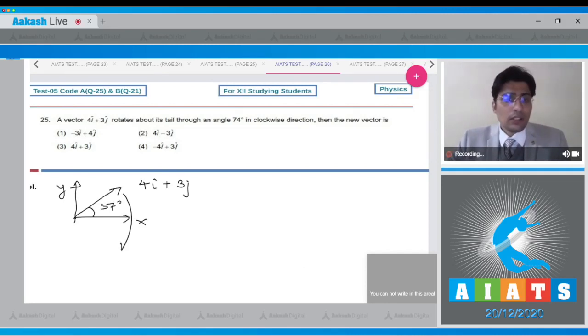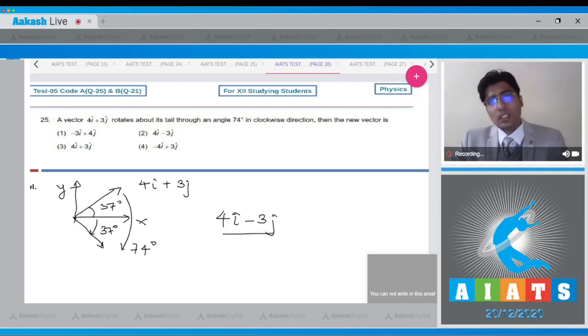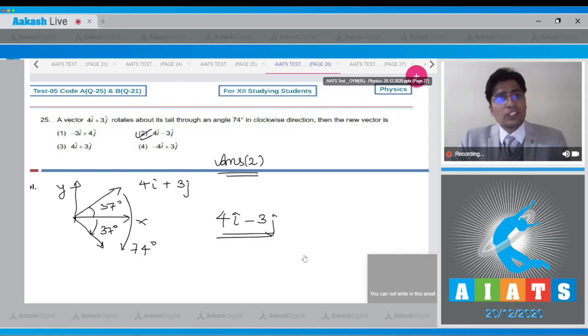Now we have to rotate this vector by 74 degrees in the clockwise direction, which means that the vector will come down and this angle will become 37 degrees again. We can clearly analyze that the i component remains the same while the j component becomes the negative of the previous value, and hence the final vector becomes 4i cap minus 3j cap, making option number 2 the correct answer for this question. Moving on to the next question.